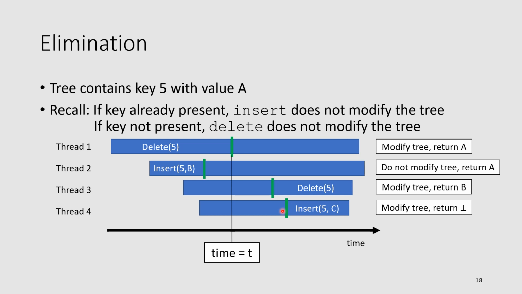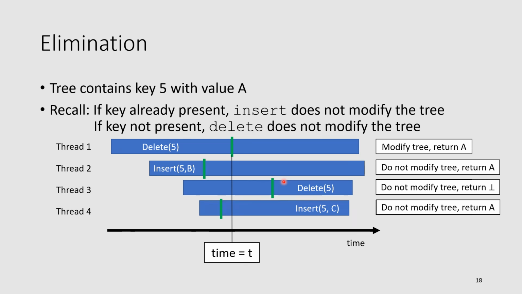Since thread 2 no longer inserts, the key is not in the data structure at thread 3's linearization point either, so thread 3 also doesn't have to modify the tree. Finally, we can move thread 4's linearization point before the insert as well, to return the previous value, again A, and not modify the tree. By simply changing when to perform the insert operations, we've managed to remove 3 modifications to the tree.